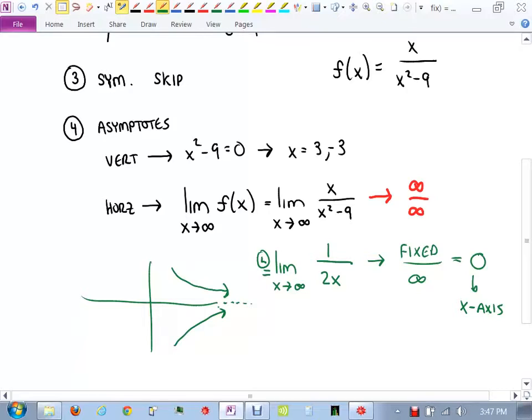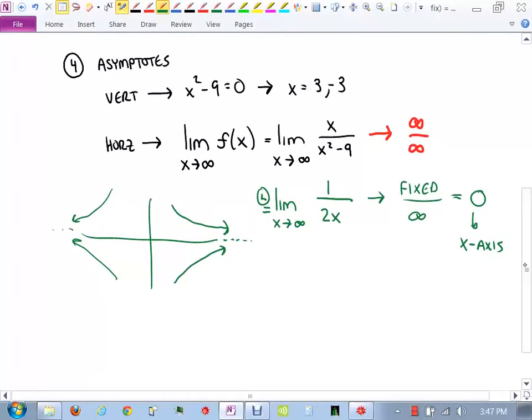What if we went to negative infinity instead of positive infinity? Wouldn't we still get infinity over infinity? We do L'Hopital, and then you get fixed over negative infinity. That would still go to 0. So out the left side, it's also going to 0. All right, so for horizontal asymptotes, you actually have to take a limit.